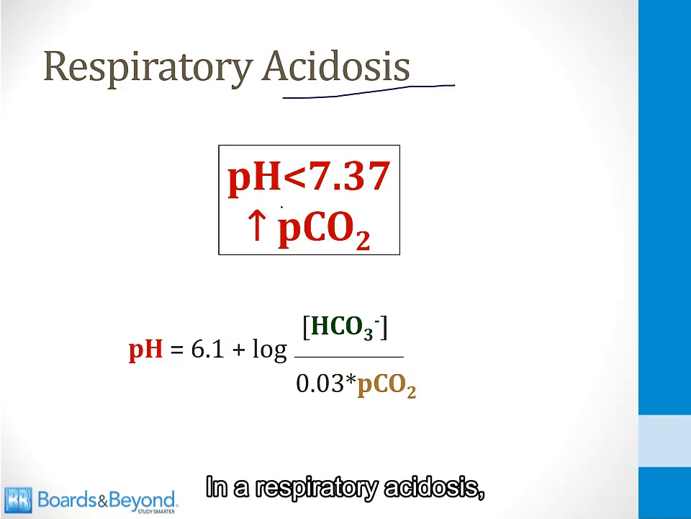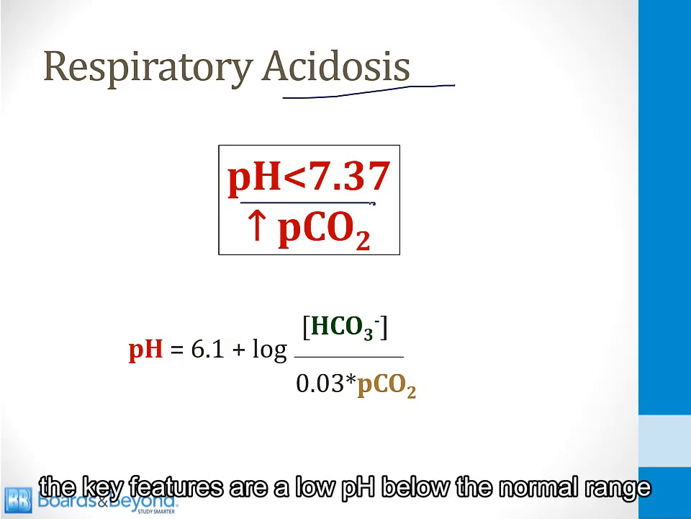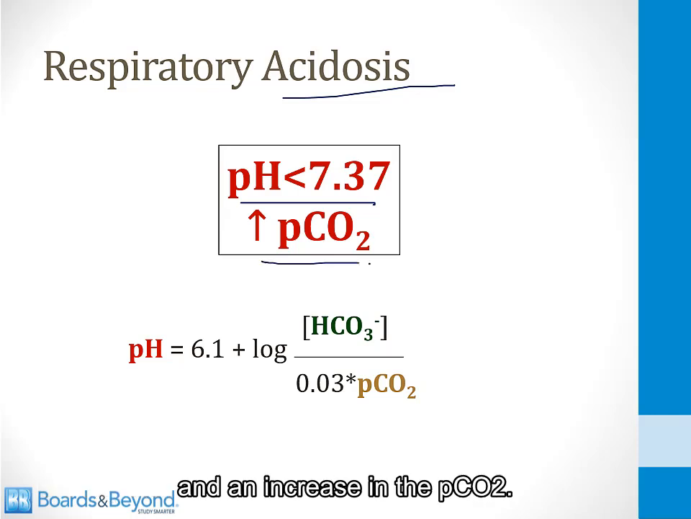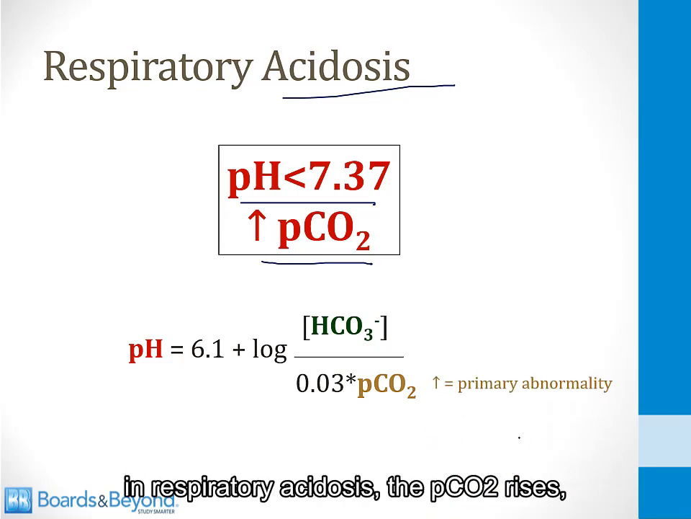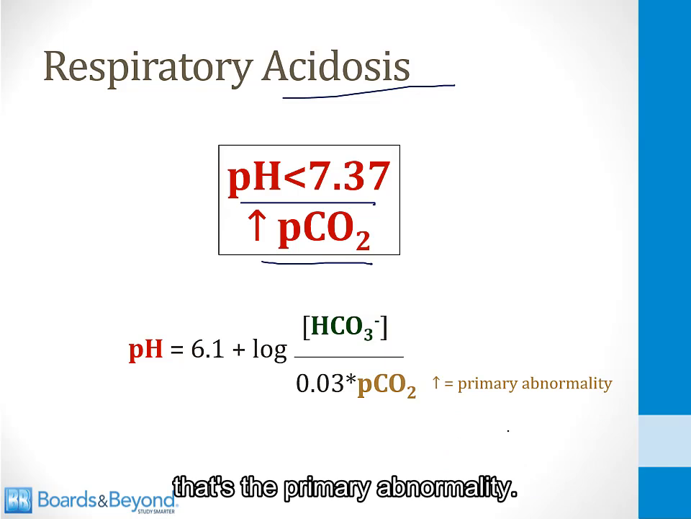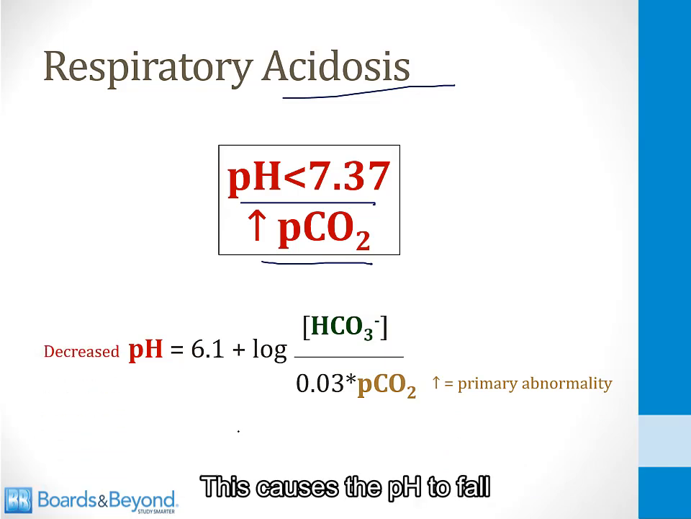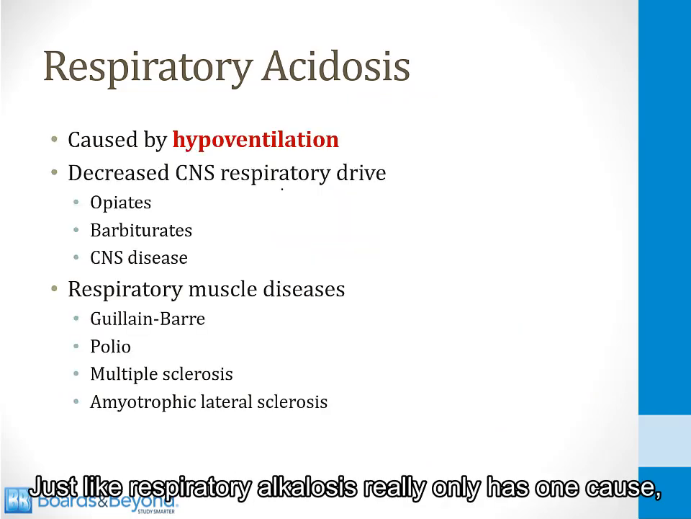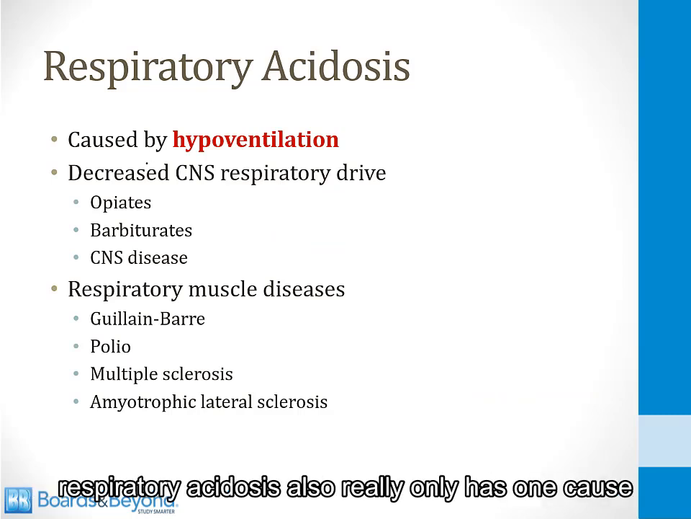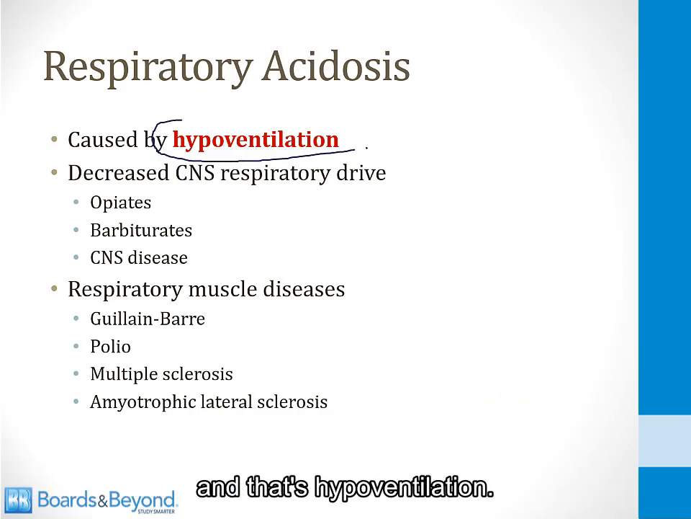In a respiratory acidosis, the key features are a low pH below the normal range and an increase in the PCO2. Once again, looking at the Henderson-Hasselbalch equation in respiratory acidosis, the PCO2 rises. That's the primary abnormality. This causes the pH to fall, and then the bicarbonate level will rise in compensation. Just like respiratory alkalosis really only has one cause, respiratory acidosis also really only has one cause, and that's hypoventilation.